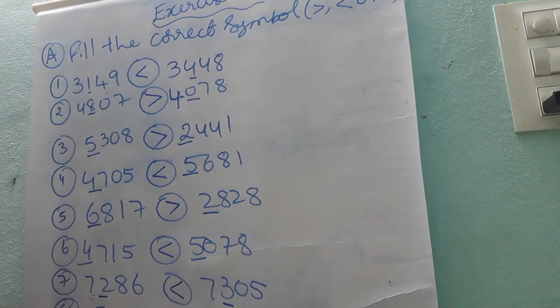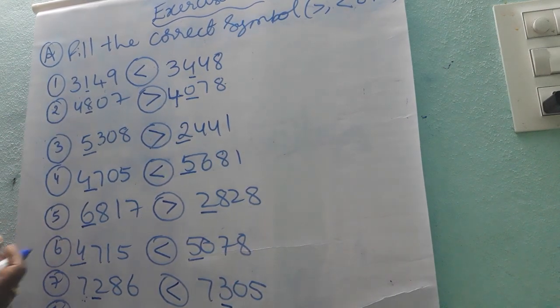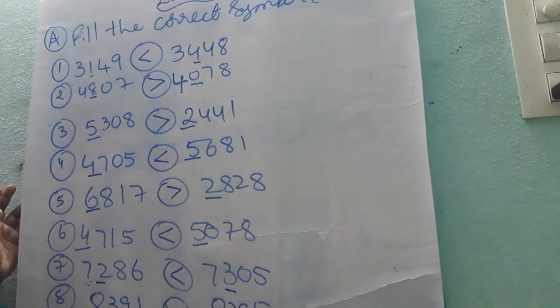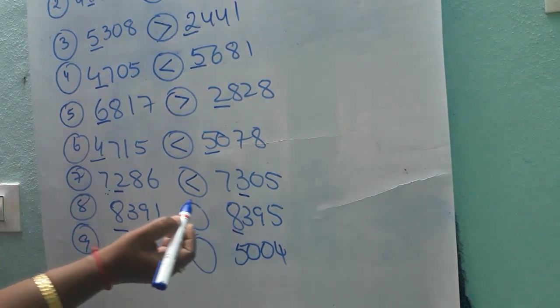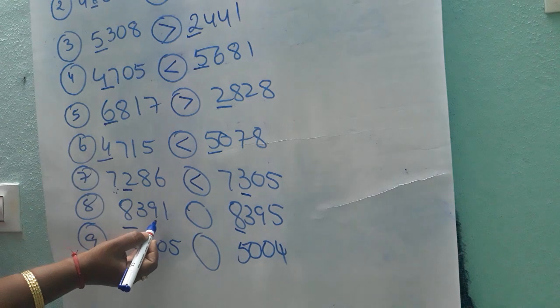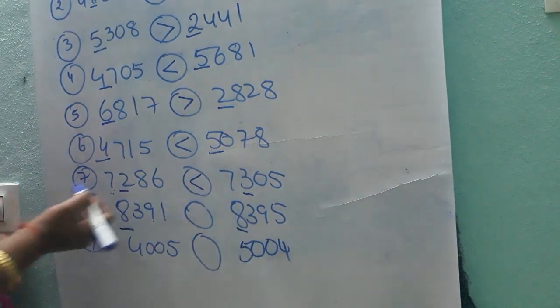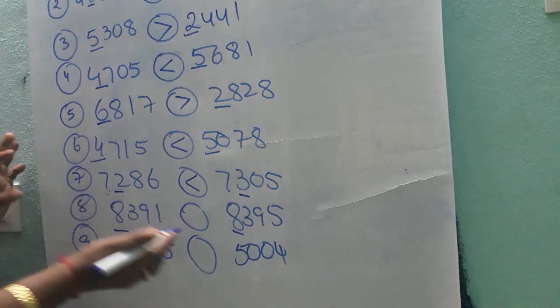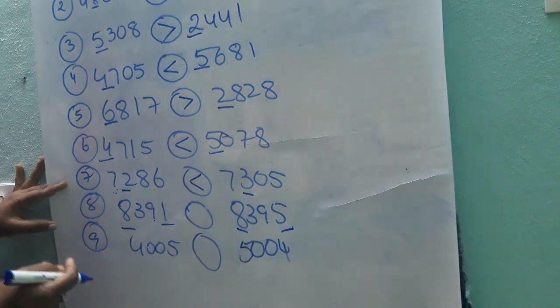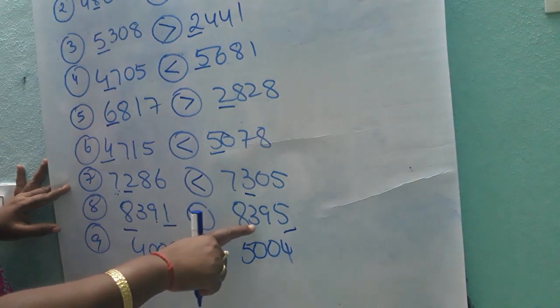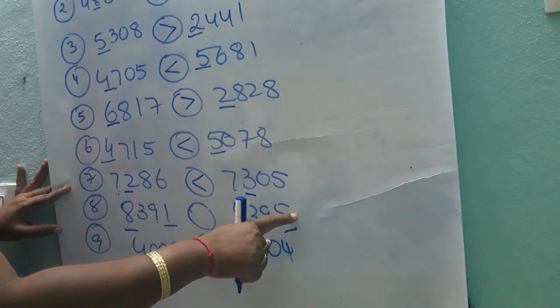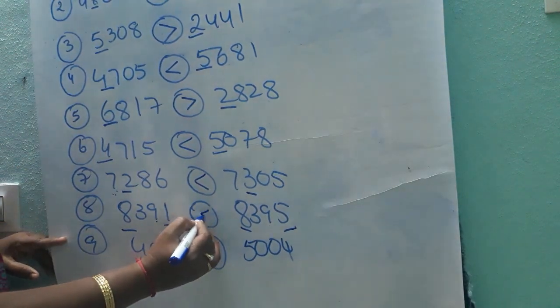Next, 8000, 8000. Go to the next digit, the hundreds place. Here 3 and here also 3. So both are the same. Go to the third digit at tens place. 9, here 9. Both are equal. Last, ones place digit here. Here 1 and here 5. Once check again this sum. 8391, 8395. 95 is the more number. So this one is the greater number.